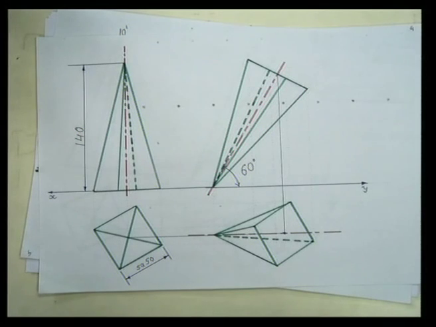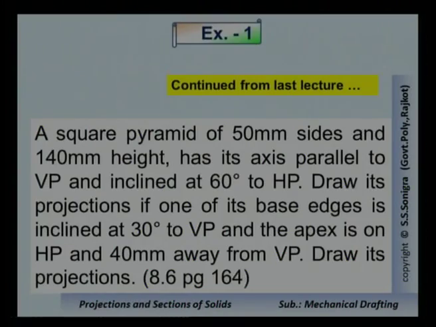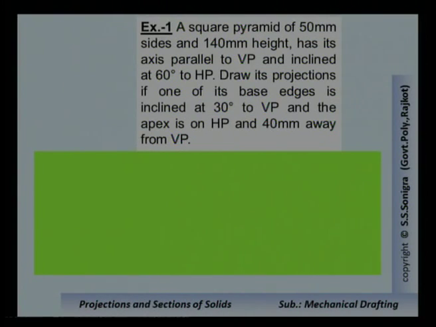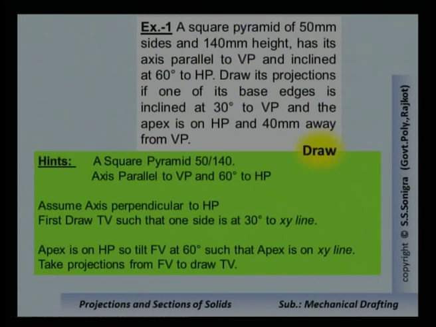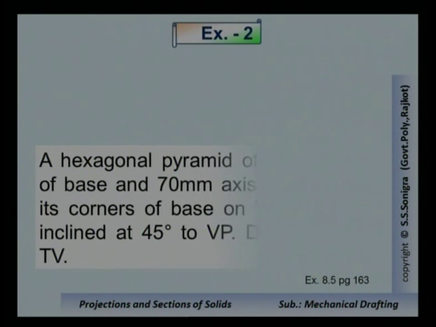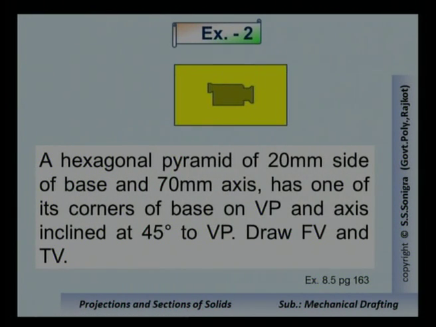This is the solution. You can name the views. Now the second problem, and the data is given like this. This we have solved. Problem number 2. A hexagonal pyramid, 20 mm side of base and 70 mm axis, has one of its corners on the VP and axis inclined at 45 degree to VP. Draw the front view and top view of the solid.